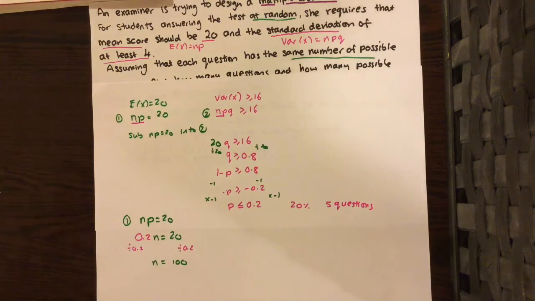Right, that's a quick overview of the mean, standard deviation and variance for the binomial distribution, and why you might need to use it.